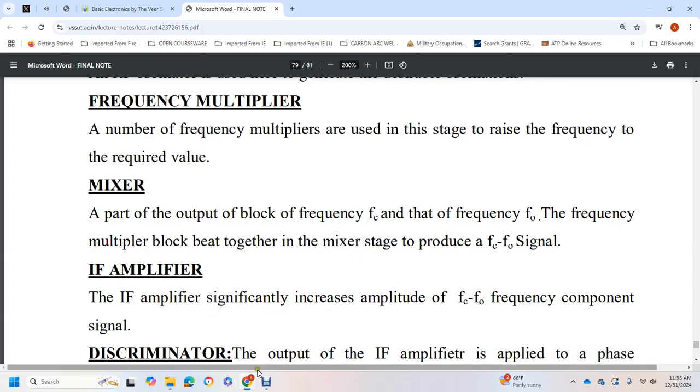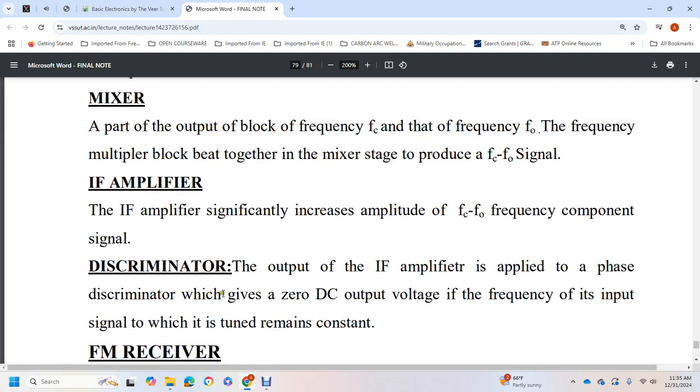The IF amplifier increases the amplitude of the frequency difference signal component. The output of the IF amplifier is applied to the phase discriminator, which gives a zero DC output voltage when the frequency of the input signal is tuned and remains constant.